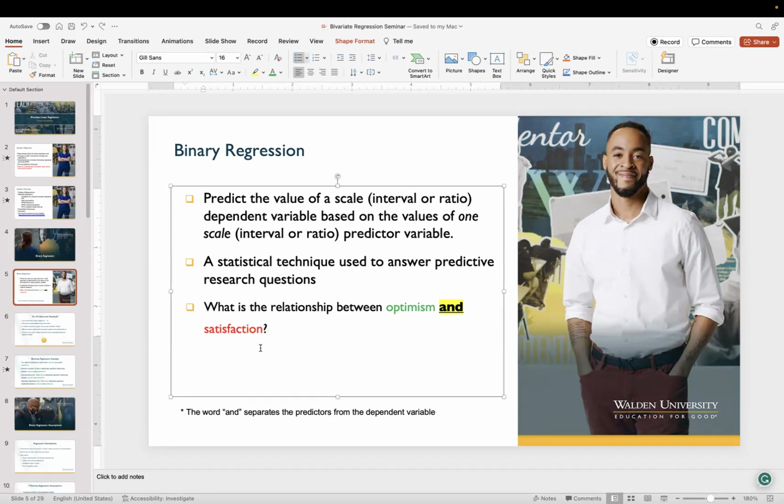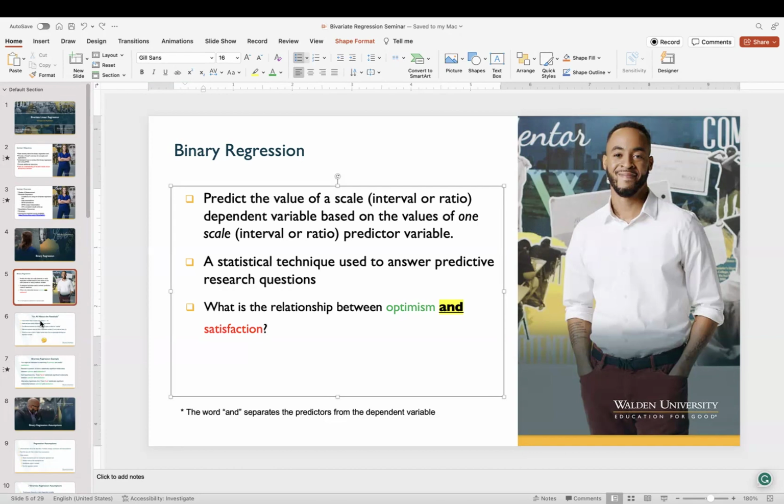That could be depression. It could be anger. It could be job satisfaction. It could be a host of things. But you have a predictor variable that's trying to predict that red word of satisfaction. So temporal order is important. And I'll give you a resource to have also that will make that explicitly clear.